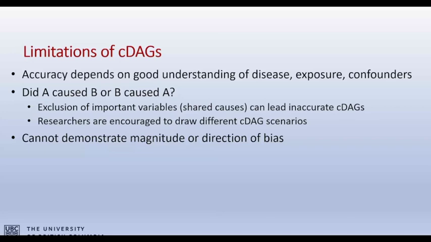Did B cause A? And what's recommended sometimes is, just like we have sensitivity analyses using statistical techniques, we can have different DAG scenarios as a sensitivity analysis, just to see what results we get with the different DAG situations. And also the fact that they can't really show us the magnitude or the direction of a bias, simply that the bias could occur in a study.